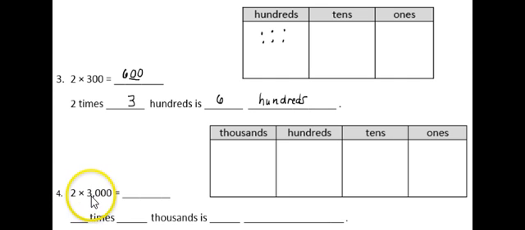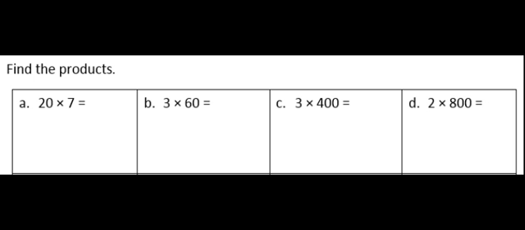To multiply 2 times 3,000, I'm taking 2 times 3 thousands. So here's my 3 thousands. I'm going to double that, and I get 6 thousands. And in standard form now, I have 3 zeros to represent the thousands place. We'll keep the same process in mind as we find the products of these numbers.